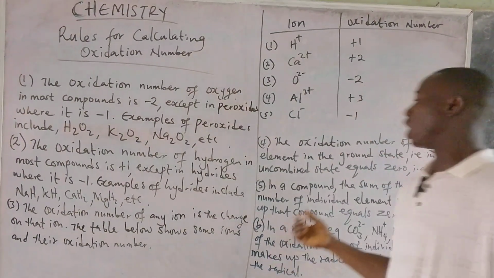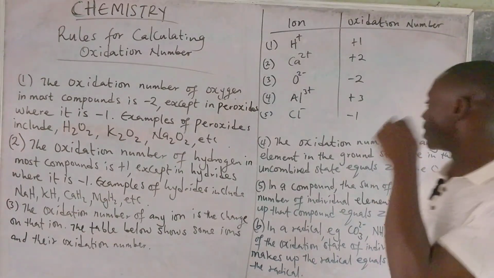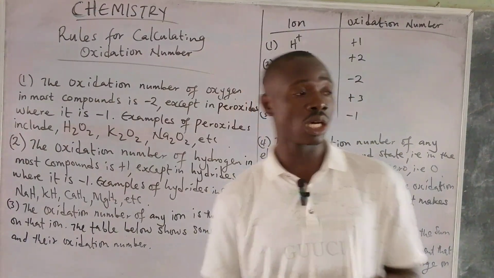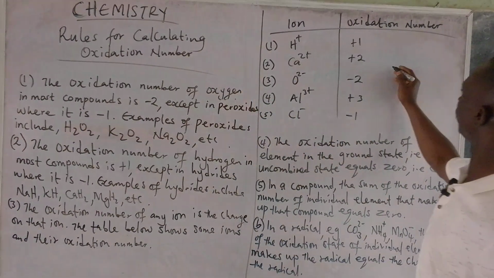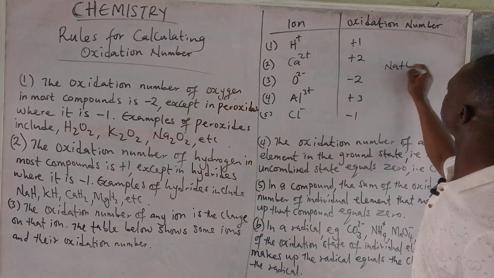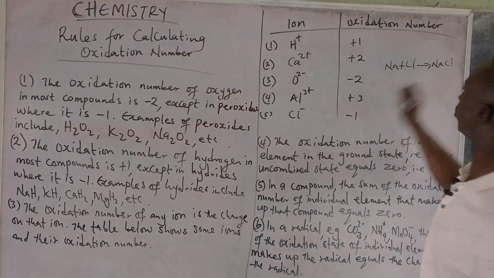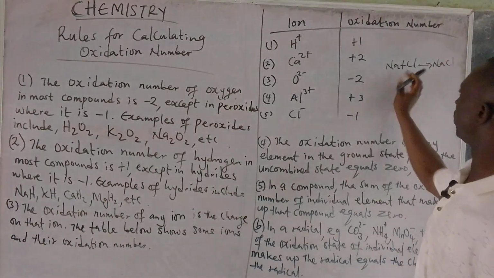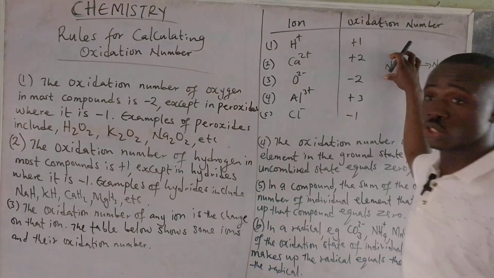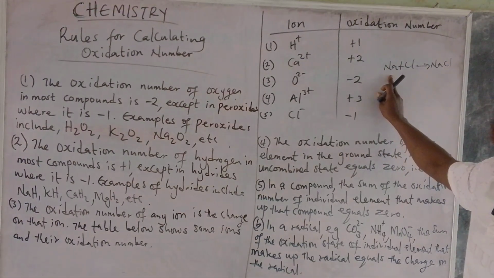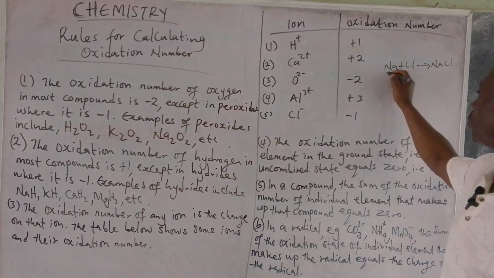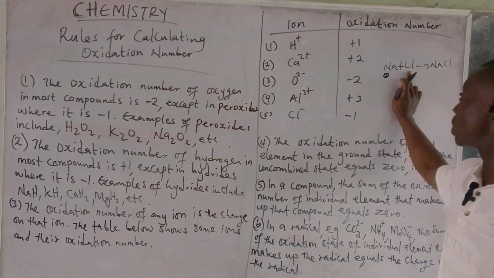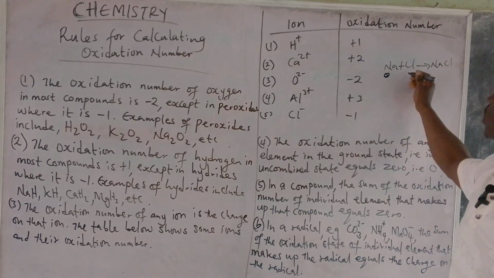Then number 4 says the oxidation number of any element in the ground state, that is in the uncombined form, is 0. For example, sodium plus chlorine to give sodium chloride, you can see this equation. On the left-hand side, sodium is in the ground state, and therefore the oxidation number of sodium here is 0. Then on the left-hand side again, chlorine is also in the ground state, in the uncombined form. Chlorine is not combined with anything here. So the oxidation number of chlorine here is 0.